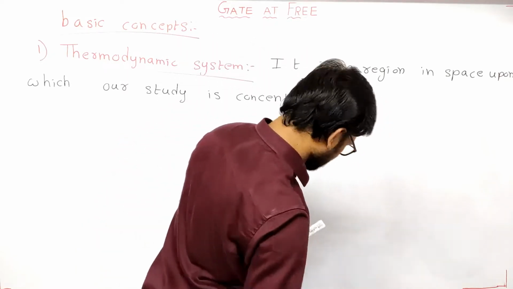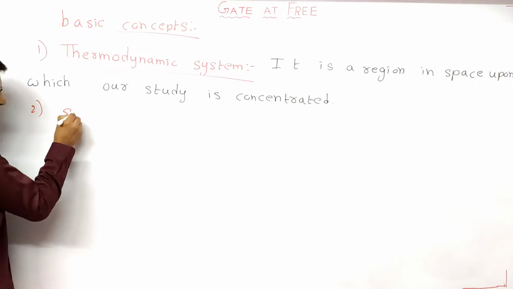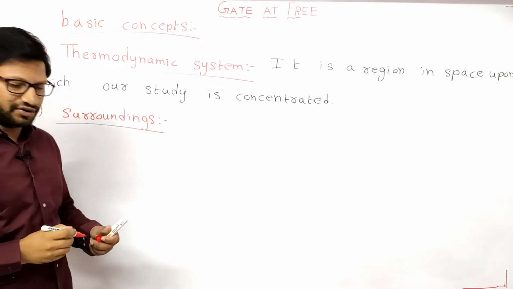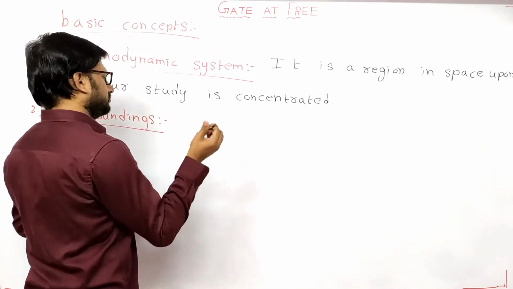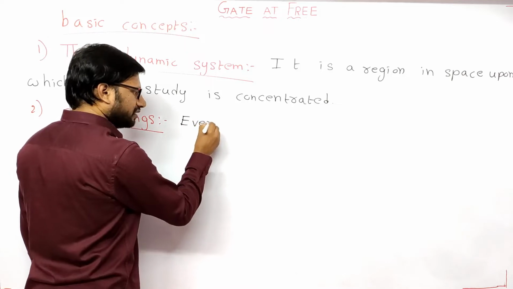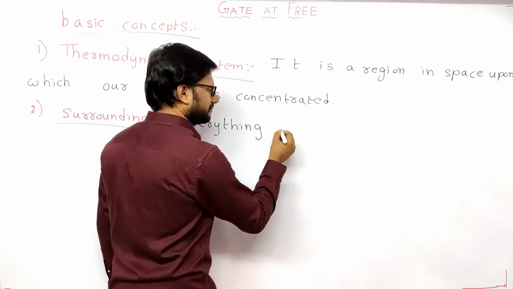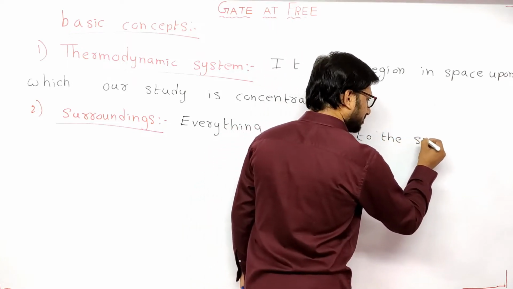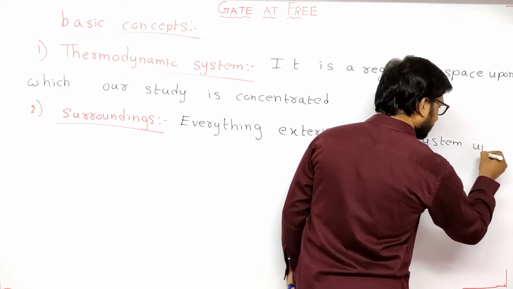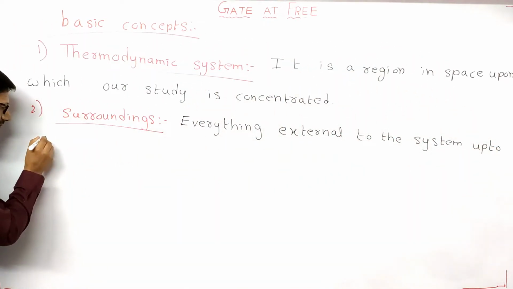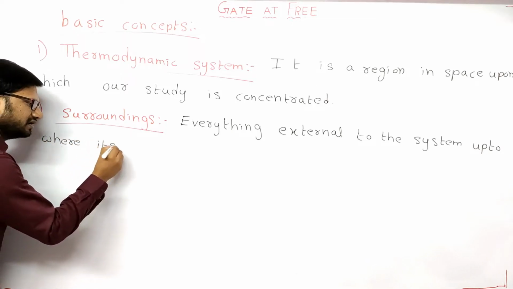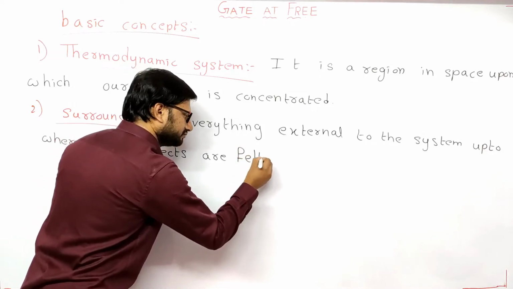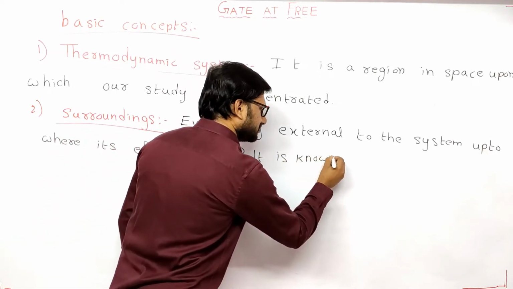Next, surroundings. Now, what is meant by surrounding? Everything external to the system up to where its effects are felt is known as surroundings.